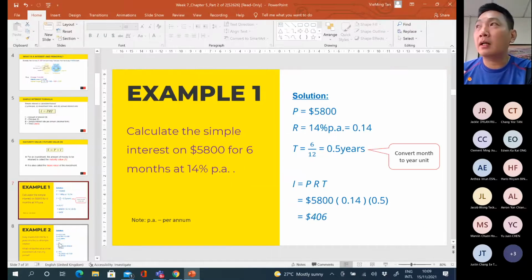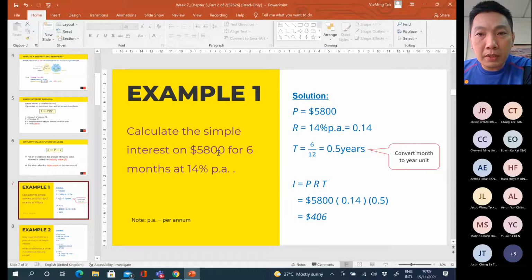So let's try one example on how we are going to use this formula to solve the problem. The first question is like this: calculate the simple interest on 5,800 for 6 months at 14% PA. PA means per annum, or per year. So that means 14% is the annual interest rate.